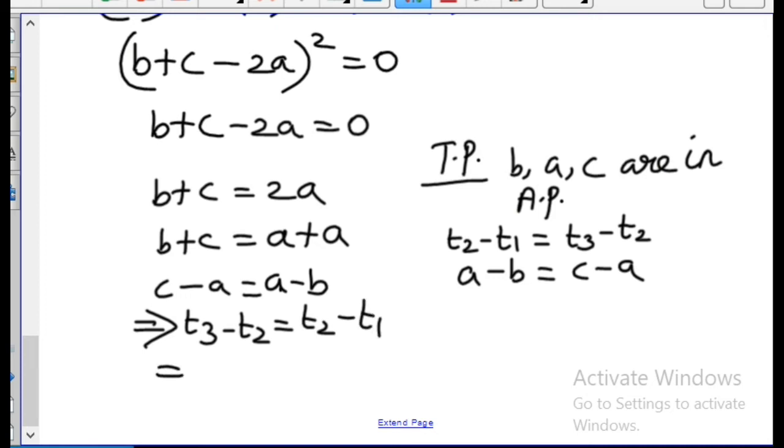That means here T1 will represent the term alphabet B, T2 represents the term A, T3 represents the term C. So in place B, comma A, comma C are in AP. This one you studied in the second chapter. Once again we recall the things.